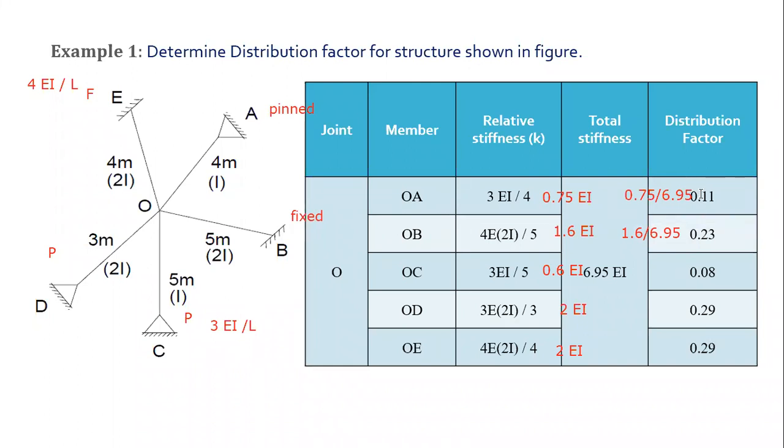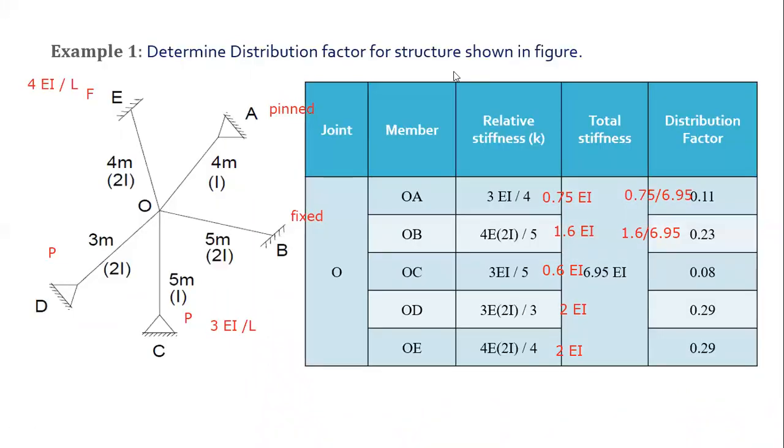And what does this distribution factor mean? It necessarily means that the moment that I will be applying at O will be distributed according to this proportion. OA member will be carrying 11% of my total moment, OB will be carrying 23% of my total moment, OC will be carrying 8% of the total moment, OD and OE will be each carrying 29% of the total moment.